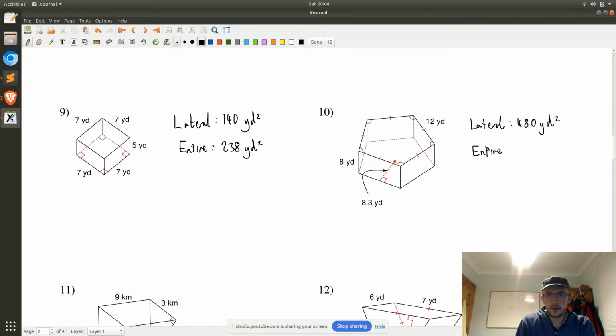And as for the entire, we need to figure out the area of the base. So for the base, use apothem times perimeter over 2. So 5 times 8.3 times 12, and then divide all of that by 2. So that'll be 5 times 6, 30. 30 times 8.3, so 249. And then double that to get 498. And then add that on to 480 to get 978.